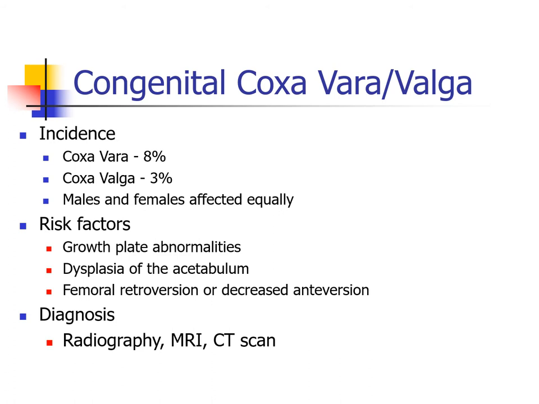Risk factors that are associated with coxa vara and coxa valga could be growth plate abnormalities, dysplasia of the acetabulum, and it should be noted that femoral retroversion or decreased anteversion have been associated with coxa vara. And how do we diagnose the presence of coxa vara, coxa valga? You could diagnose this with plain film radiography, but it can also be determined through MRI or CT scan.